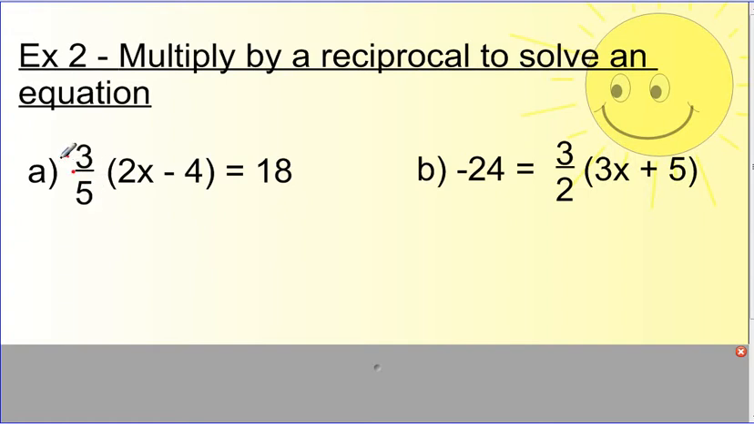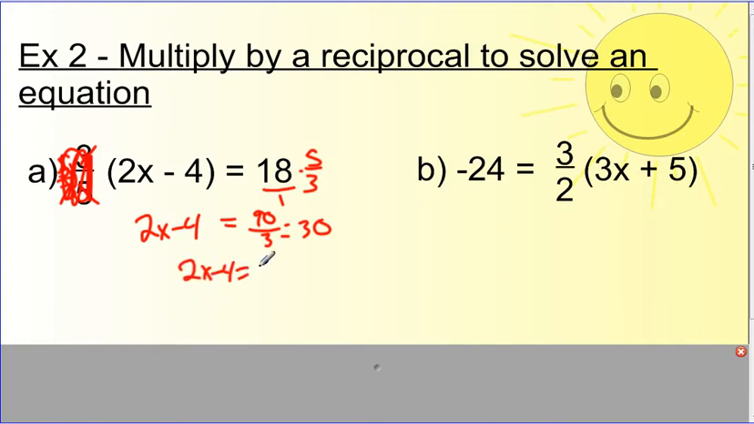So if we take this times by 5/3, that is a 5. 5/3, the numerator and denominator cancel. So this whole thing canceled out. We're left with just 2x minus 4 equals, and on this side, let's see, 18 times 5 is 90. 3 times 1 is 3, and if we simplify this, we get 30. 90 divided by 3 is 30. So now we have 2x minus 4 equals 30.